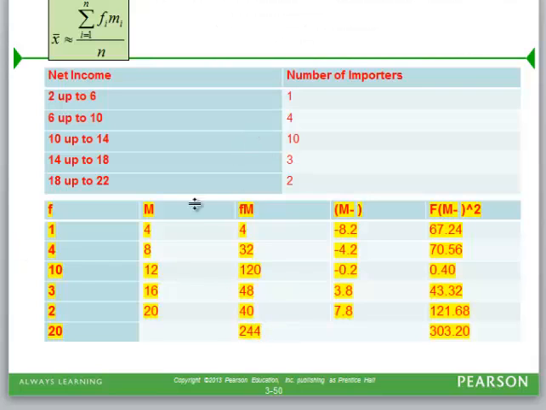So about the number of values, remember n is not the number of classes, n is the number of observations. So n is 1 plus 4 plus 10 plus 3 plus 2, the total of the frequencies, which is 20.